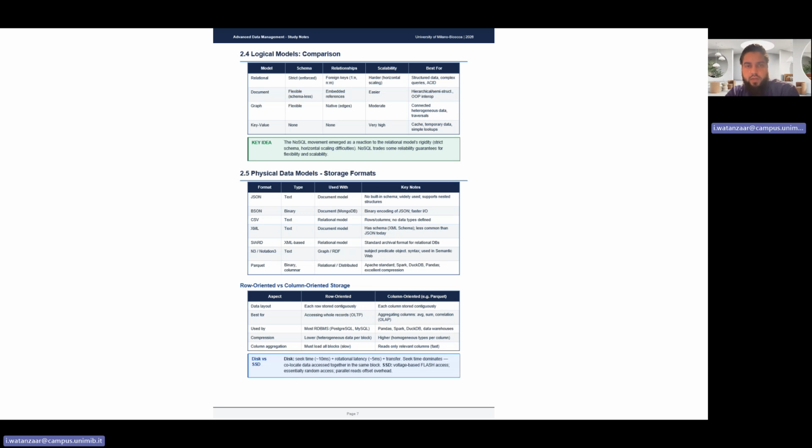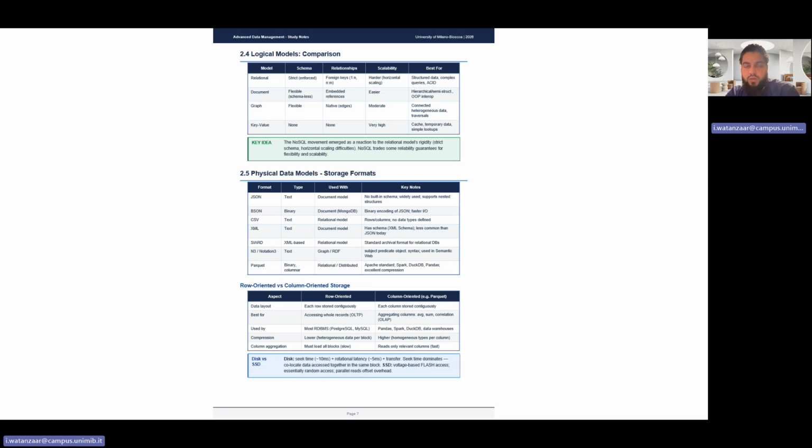XML, it is text, so it is also used by the document model. It uses an XML schema. It is less common than JSON today. I mean, it is more like JSON, but it is less famous or less in use than JSON nowadays. Okay, SQL dump is also XML-based.